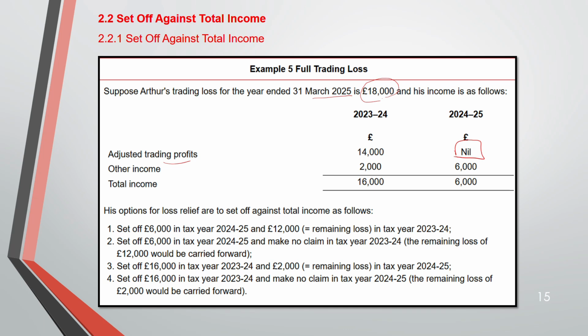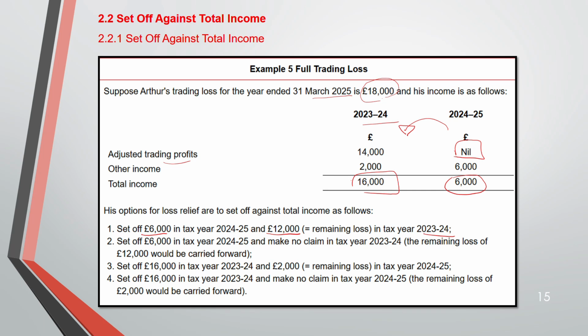Always assume we are setting off against the current year. So if we are setting off against the current year, that means we only have 6,000 total income. So set off against 6,000. If this 18,000 loss is set off against 6,000, you are left with 12,000 remaining loss. This 12,000 loss you can take back to the previous year and set off against 23-24, 16,000. So from the 16,000 you can set off in 23-24.